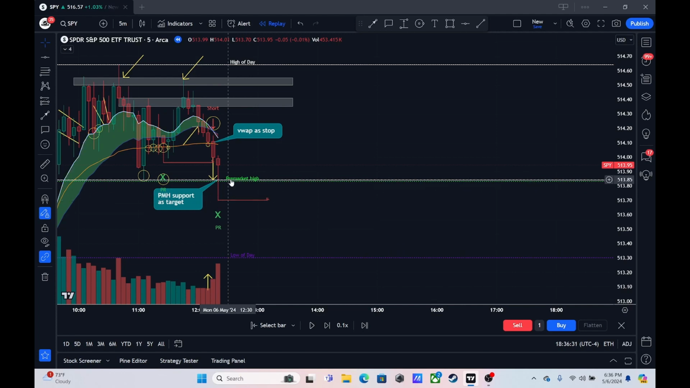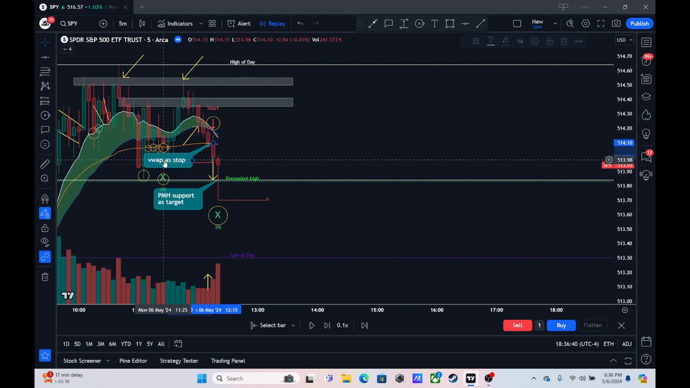So, another 15 cents below pre-market high. You have plenty of time to take your profits. And then we actually get a reversal signal. We get another PR. So what was the reason that we took our profits at pre-market high? Well, it's a very strong support.